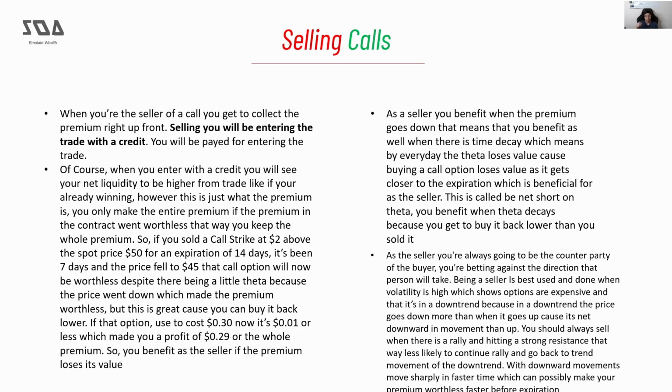You only make the entire premium if the premium in the contract went worthless. That way you keep the whole premium. So let's say you sold a call strike at $2 above the spot price of $50 for an expiration of 14 days. Now let's say that seven days has passed and the price fell to $45. That call option will now be worthless, despite there being a little theta, because the price went down, which made the premium worthless.